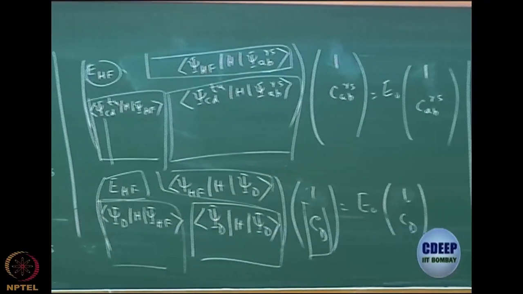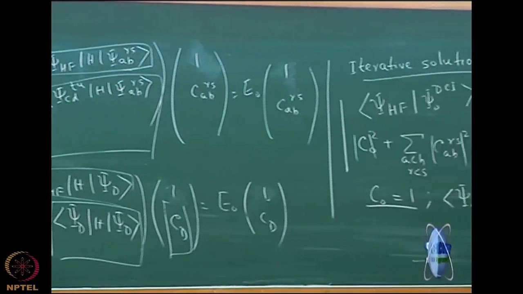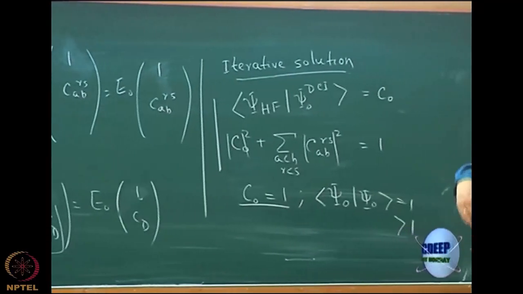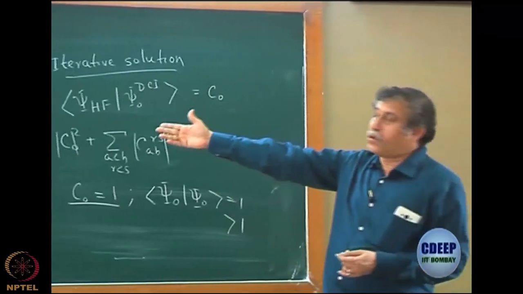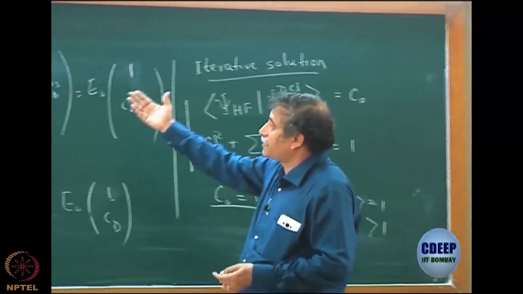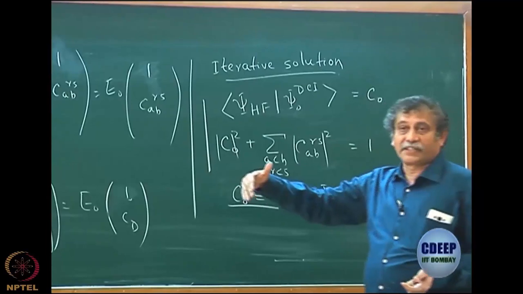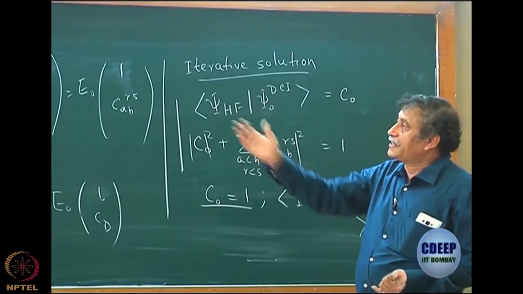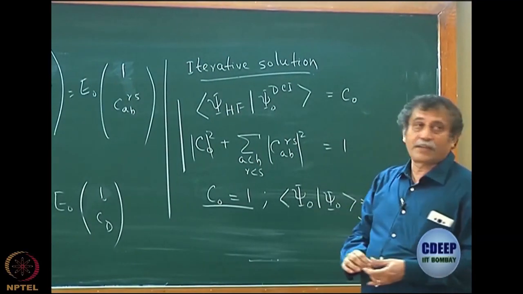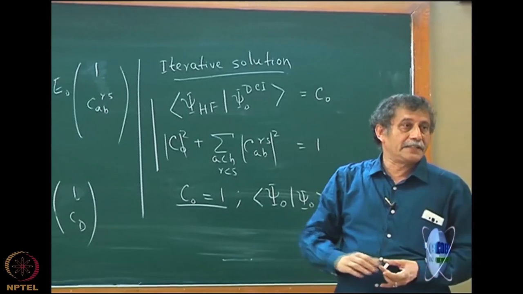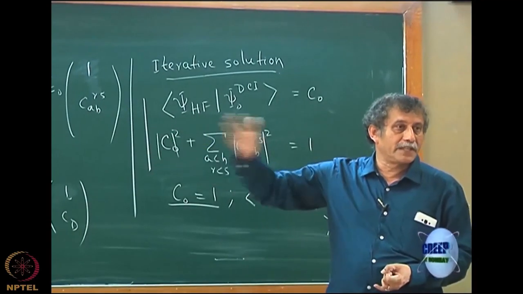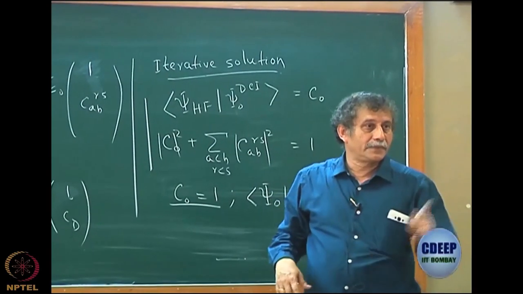So this is very easy to do. I hope you realize that this is really not a problem. Often we want to write it in this manner only because the perturbation theory we have done is intermediate normalization, so we like to compare with the perturbation theory. So in this case, it is easy to put the DCI equation in the intermediately normalized form. Yeah, any question? No. You want to ask anything? No.